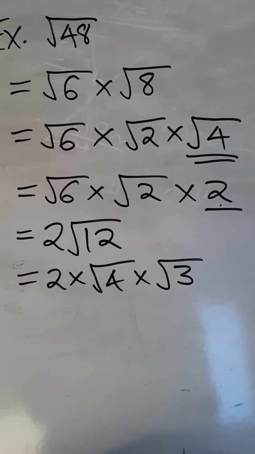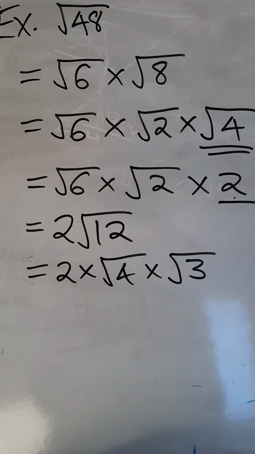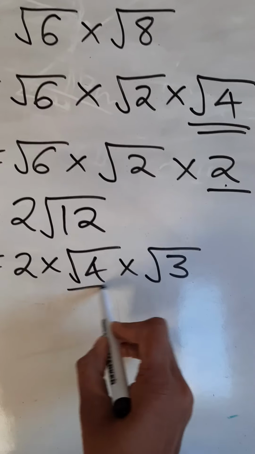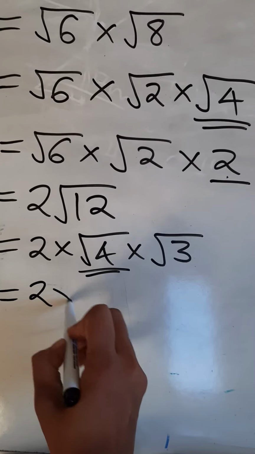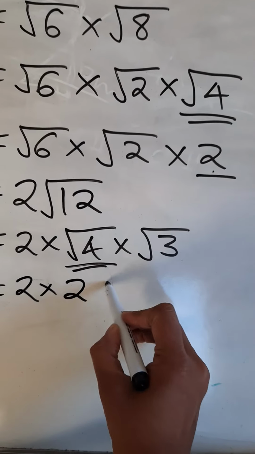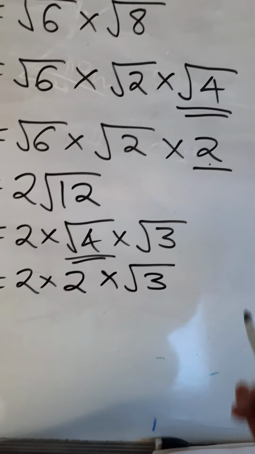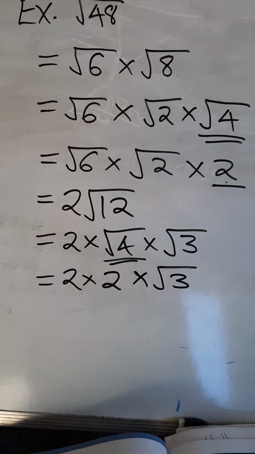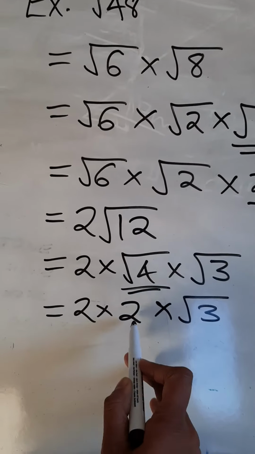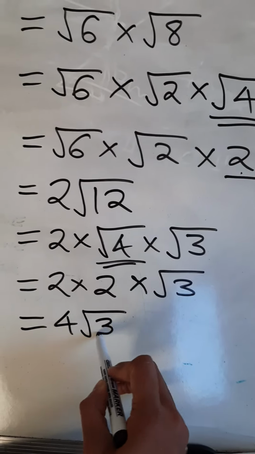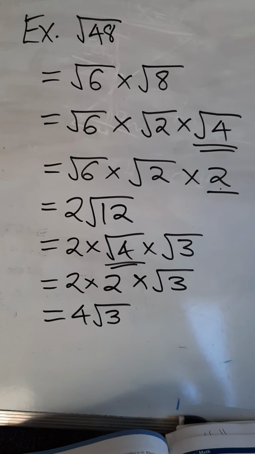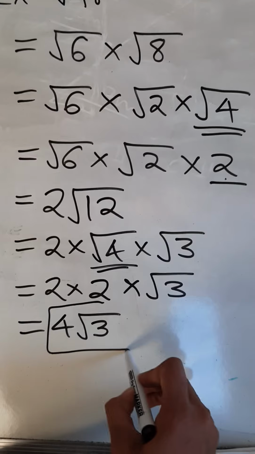The question says express each radical in the simplest form. So one more time, I can take the square root of 4, which is 2. So I'm going to change that to 2 now, and keep the square root 3 the same. So just like this. I can multiply these two numbers, they're on the outside. So 2 times 2 is 4. So 4 square root 3. And this is my final answer.